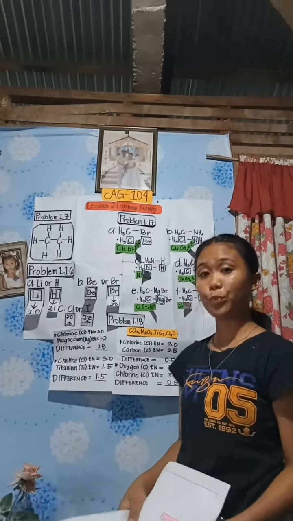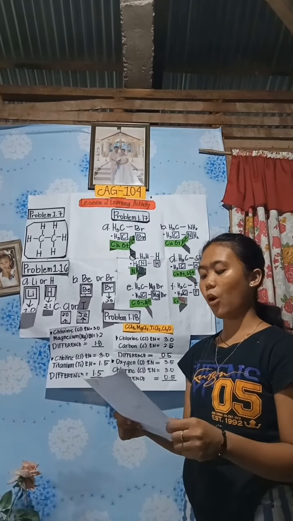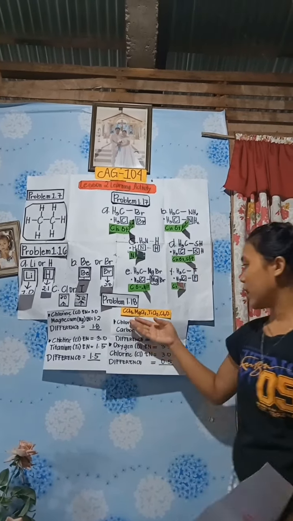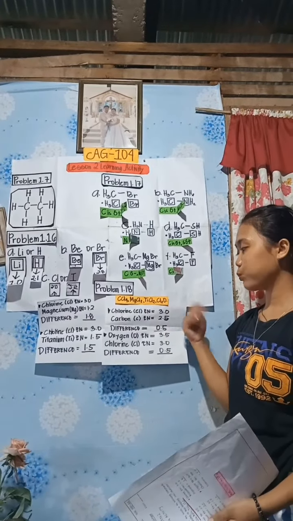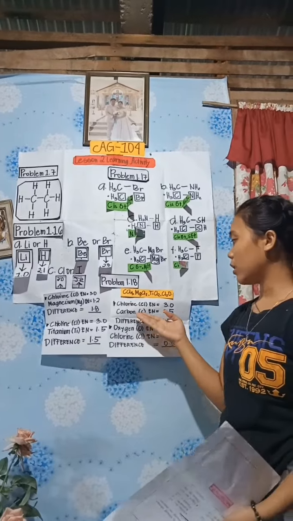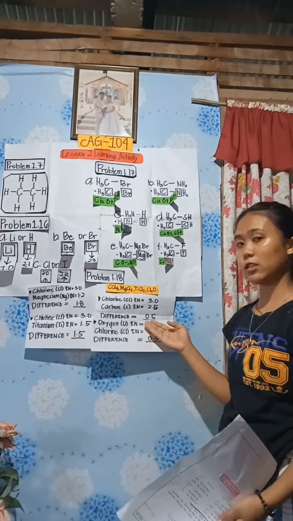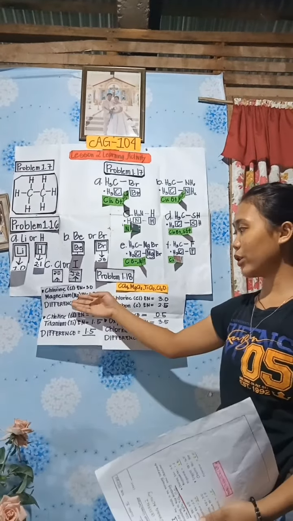Let's move on to the last problem, problem 1.18. In problem 1.18, the question is, order the bonds in the following compounds according to their increasing ionic character. The given are CCl4, MgCl2, TiCl2, and ClO. So let's start with chlorine and carbon. The electronegativity of chlorine and carbon is 3.0 and 2.5, and the difference is 0.5. We just subtract 3.0 and 2.5. Next is chlorine and magnesium.